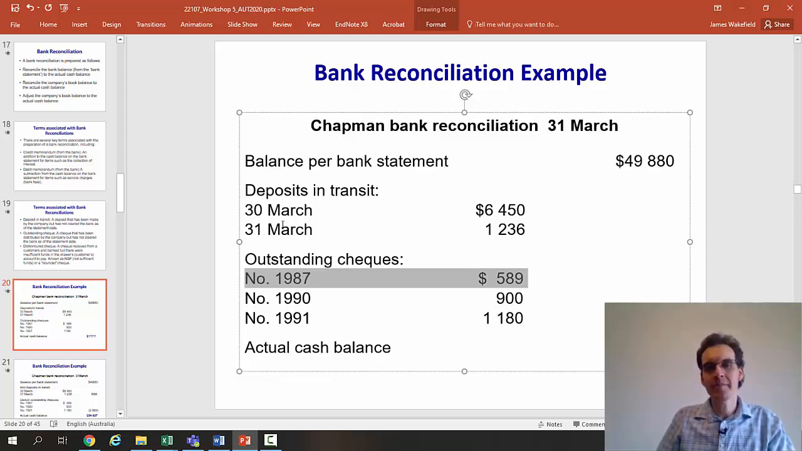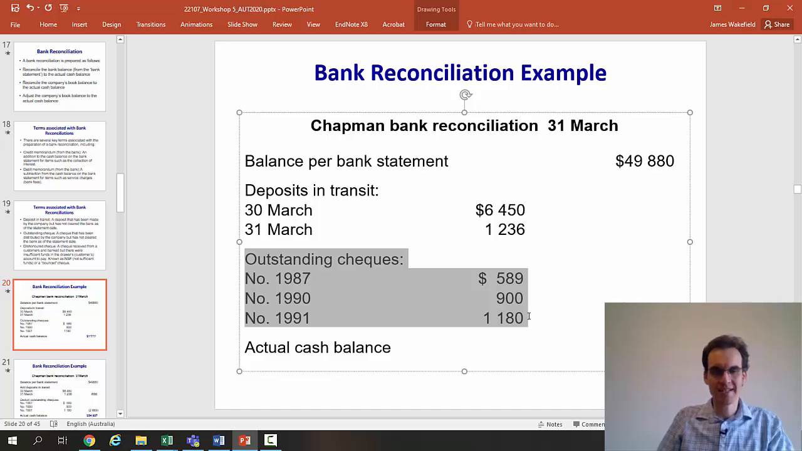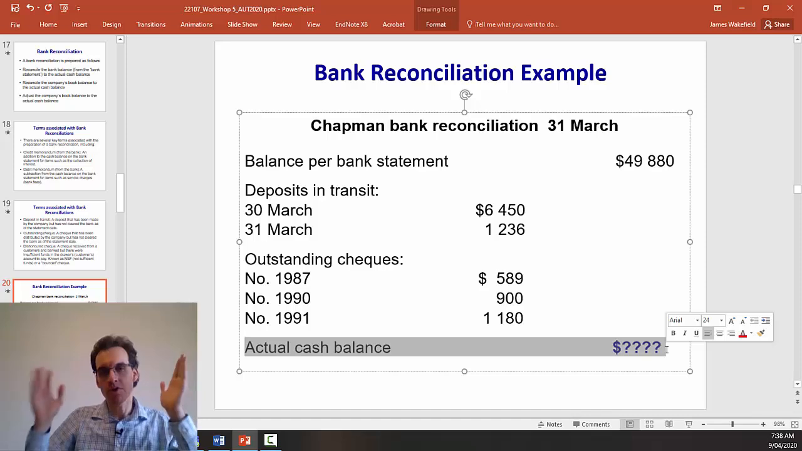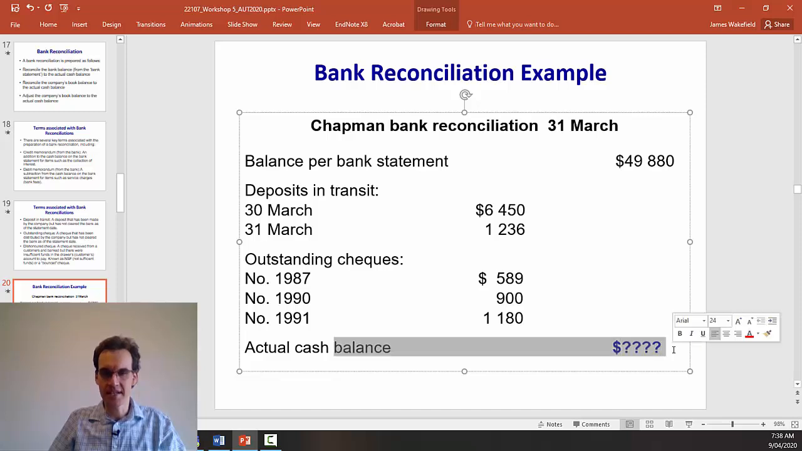So based on all this information here, based on the deposits that we expect to turn up in our account and the amounts we expect in terms of outstanding checks to be taken out of our account, I would like you to now calculate what you believe the actual cash balance is at 31st of March based on this reconciliation step. So I want you to pause this video right now. I would like you to calculate what you believe this amount is here.